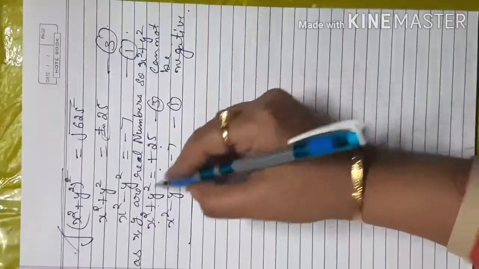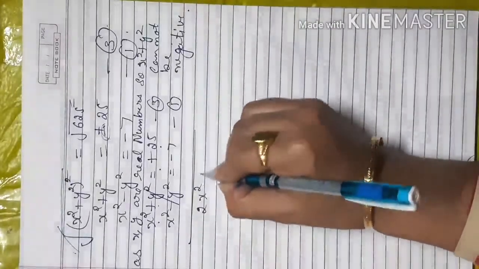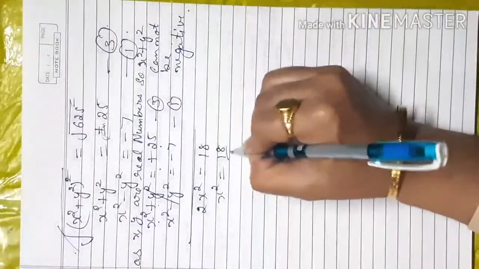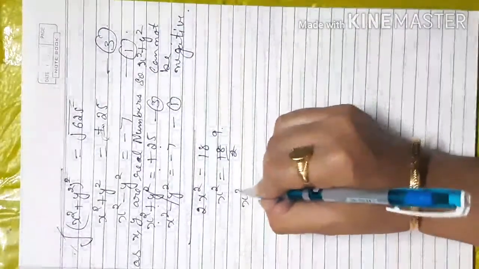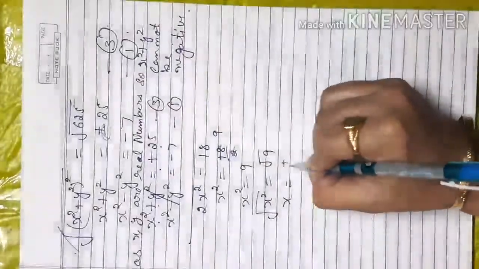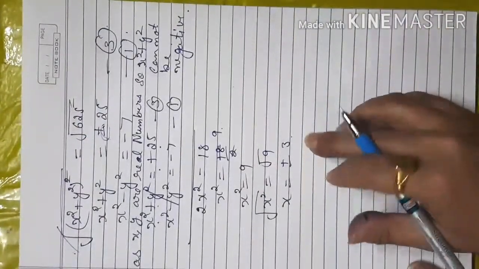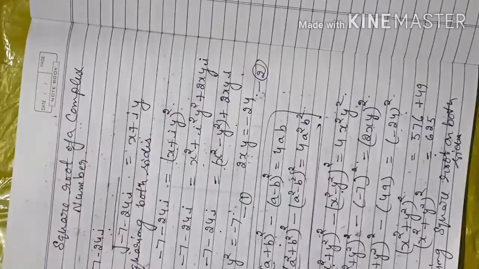Now if I add these two equations, y square will be cancelled and it will leave 2x square, and 25 minus 7 gives me 18. Then x square is equal to 18 by 2, that gives me 9. When you take the square root of this, x is equal to plus minus 3. Now we go with the y. In either of these two equations I can apply the value of x to find y, or I can go directly with my second equation, which will be easier.